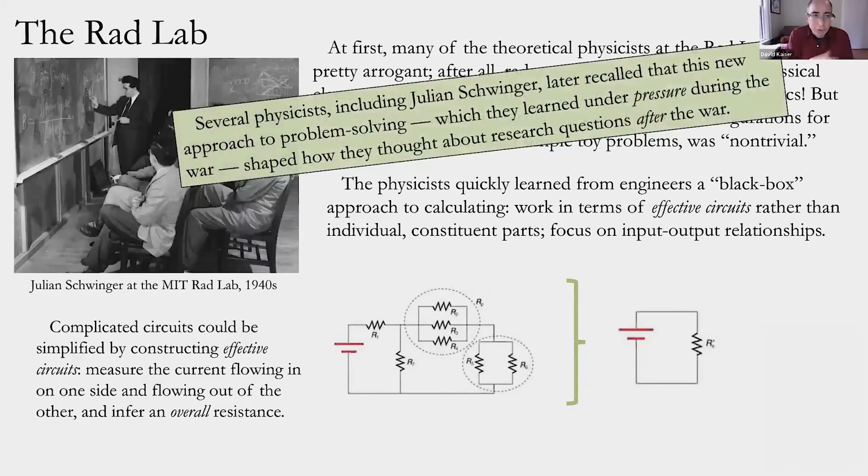So several physicists, including this gentleman here, Julian Schwinger, who spent the war working at the Rad Lab, later recalled that this new approach, this engineering input-output approach to problem solving, really shaped how they thought about research questions even after the war was over. And that's a little bit of a foreshadowing. We'll look at some of the lessons that Schwinger took from his radar experience when he returned to challenges in quantum theory. We'll look at that in a few class sessions.